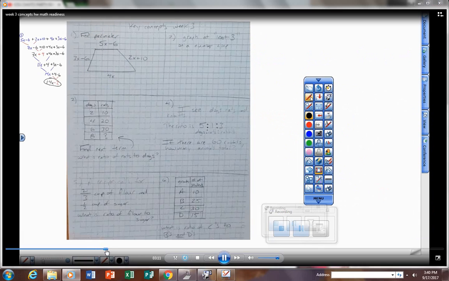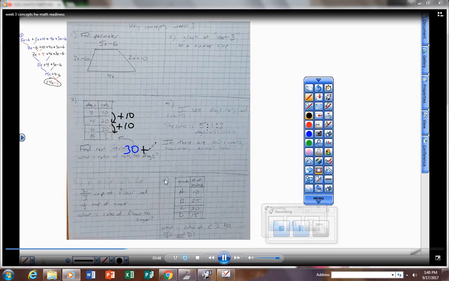Alright, next problem. For this one, I'm going straight down. Sorry I didn't go across, but that's okay. So this one's having you find the missing term and then the ratio of cats to dogs. So the cat's number first, the dog's number second. The cat's number on top, the dog's number on the bottom.